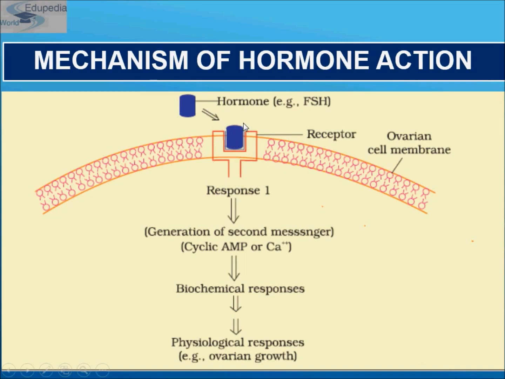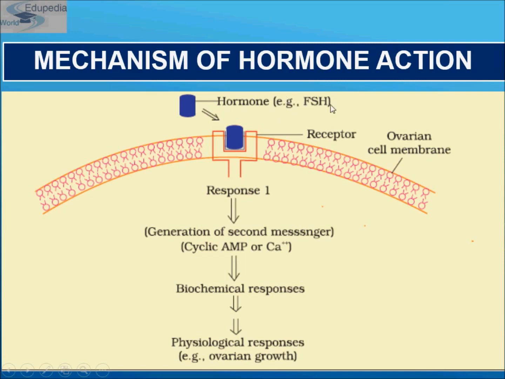Now we'll see how the mechanism of hormone action takes place. The hormone here in this case is FSH, that is, follicle stimulating hormone. So first, the mode of hormone action through a membrane bound receptor. This is your membrane bound receptor because this receptor is present in the membrane of the ovary. The hormone in this case is FSH.